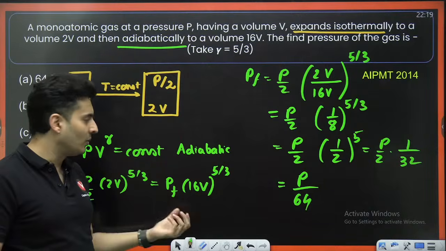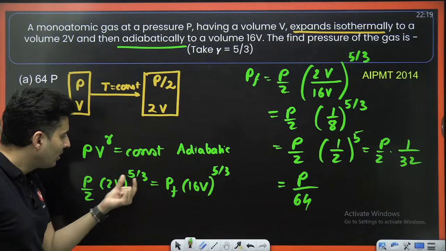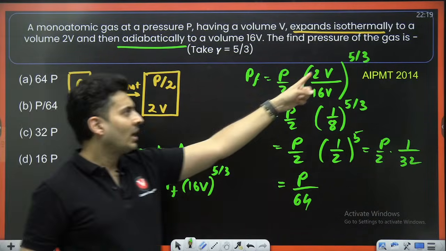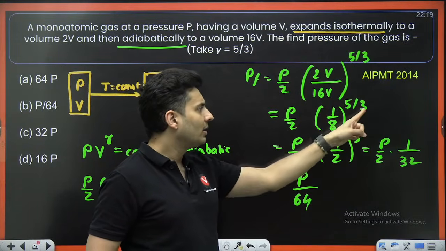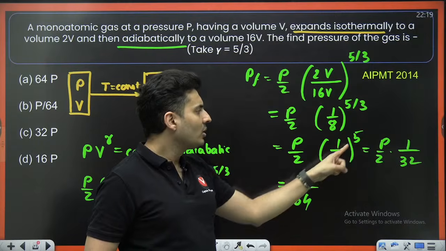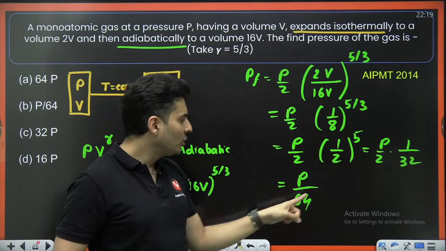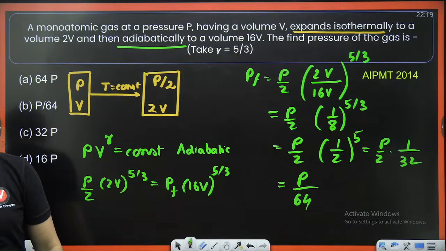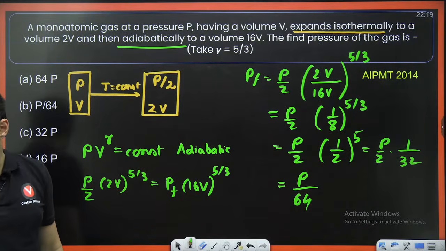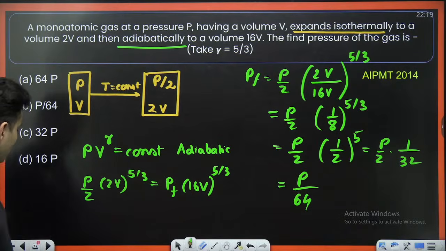Final pressure, I don't know. Move this guy below because their powers are the same. I can take the power common. Cancel, it becomes 1 by 8. Cube root of 8 is 2, so 1 by 2. 2 raised to 5 is 32. 2 into 32 is 64. That's all I have done. Clear? Yes. Awesome. Very good. Many of you got this.